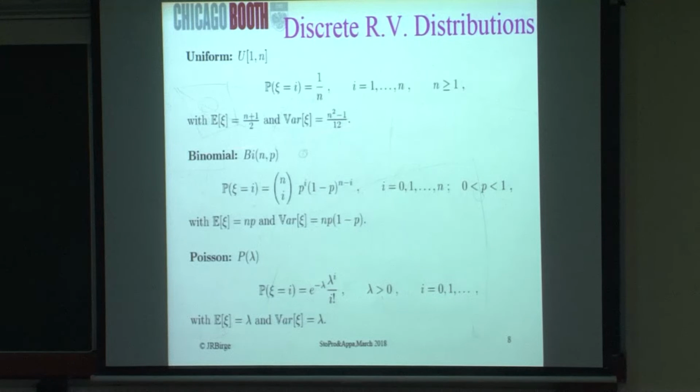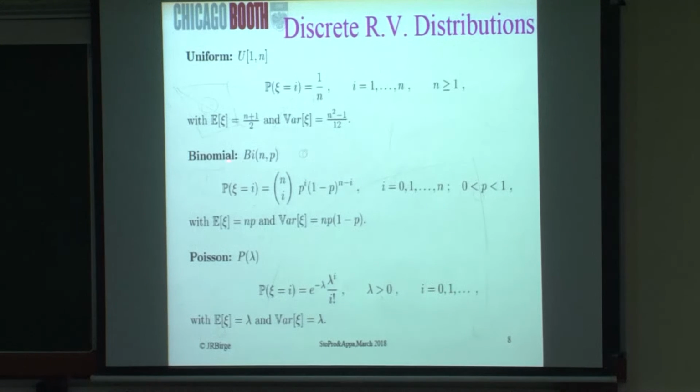Now, another one which we use a lot is the binomial. So the binomial is actually a sum of Bernoullis, which I didn't put up here. Bernoulli is the one that's just 0 or 1 with probability p. And binomial is the sum of n independent Bernoullis. So binomial has n, so it's like n trials, and p is the probability of each trial.